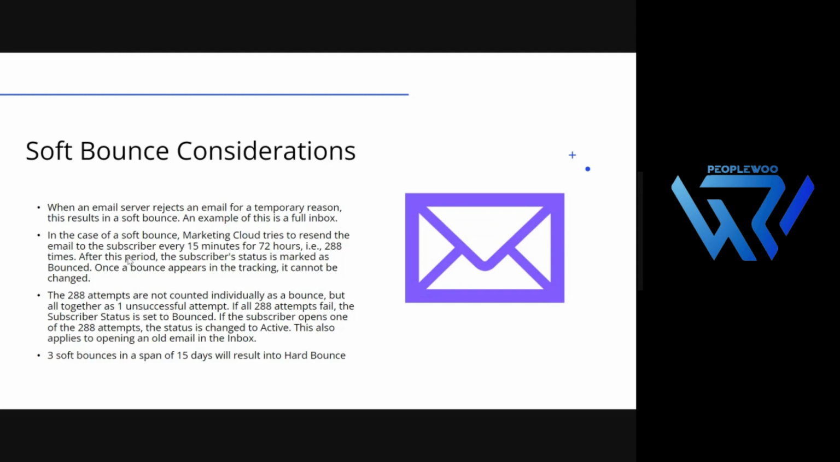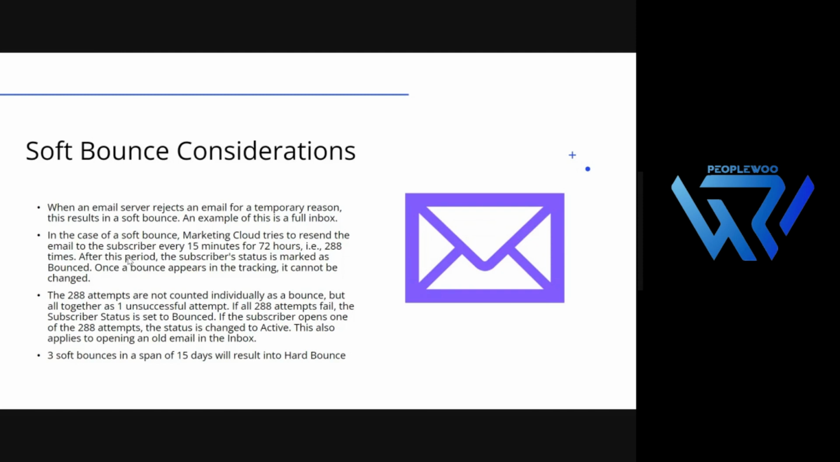And if you receive three such soft bounces in a span of 15 days, the system will mark that subscriber as hard bounced. That means three soft bounces. One soft bounce means 288 attempts, so three means 3 multiplied by 288 attempts are made in a span of 15 days.